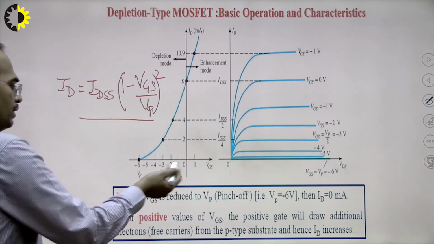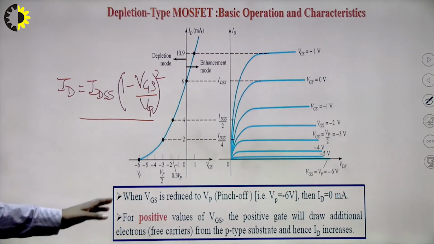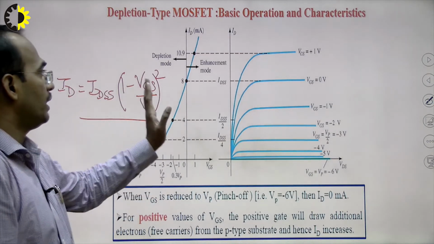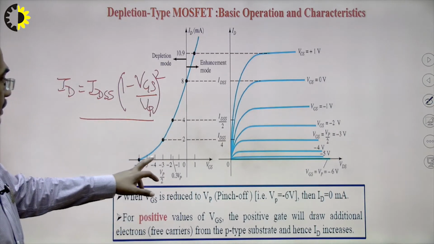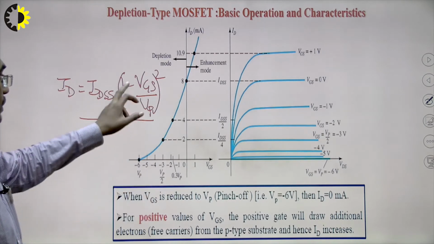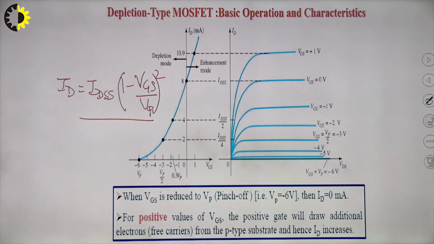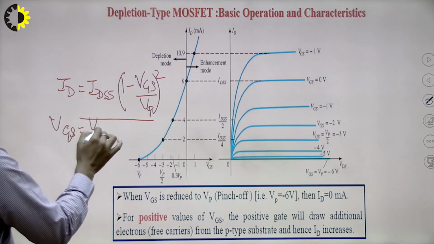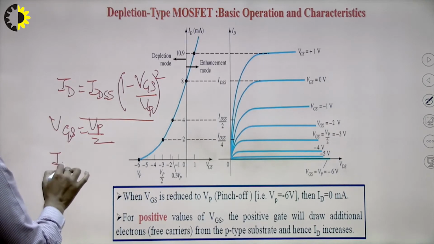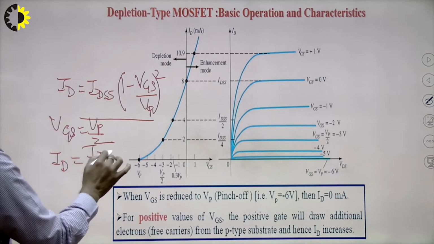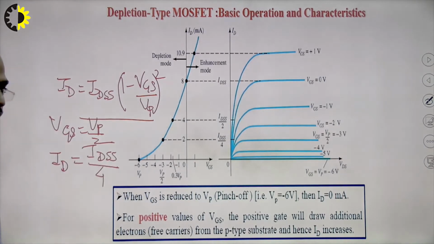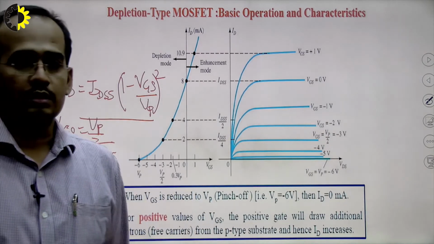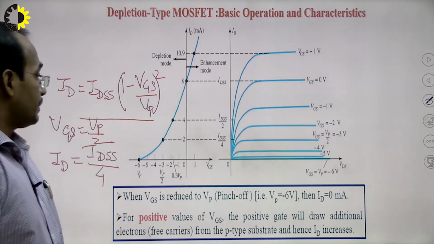So, at different values of VGS you can check in terms of VP what the value of ID will be. Here I have put VGS equal to VP by 2. At VGS equal to VP by 2, what will be the value of ID? ID will be equal to IDSS by 4.